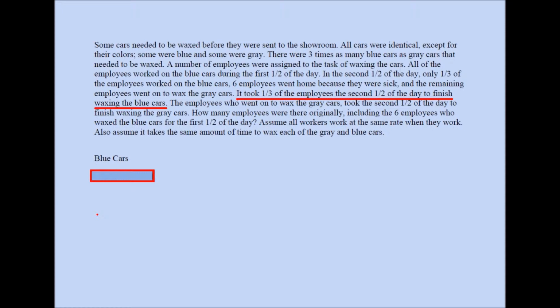So if 1/3 of the employees can do this much in half a day, all the employees would be 3 times as many. There are 3/3 in one whole. They will do 3 times as much. Once again, if 1/3 of the employees in half a day can do this much, all the employees in half a day can do 3 times as much. Why? Because there are 3 1/3s in one whole. So this rectangle, which is basically 4 times my original skinny rectangle, represents all the blue cars.